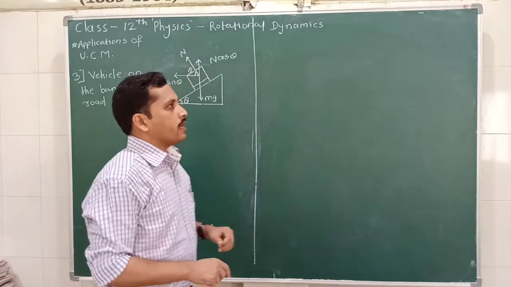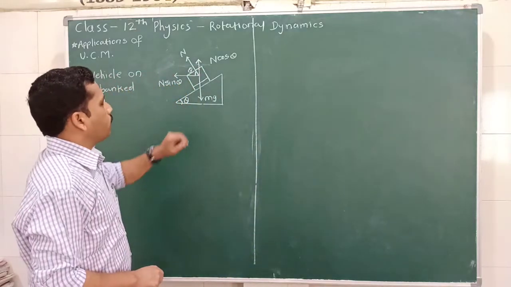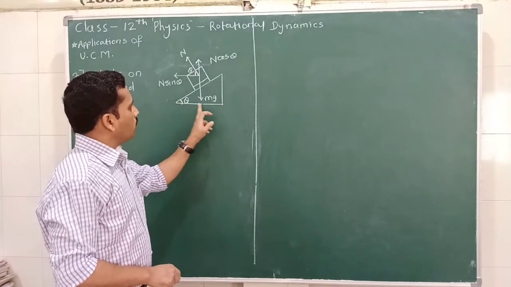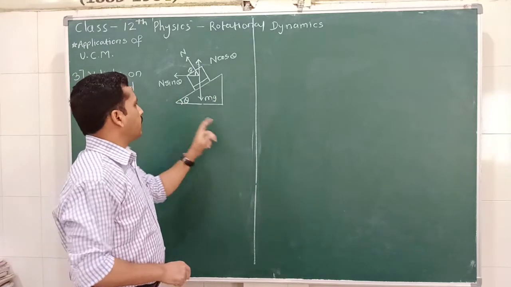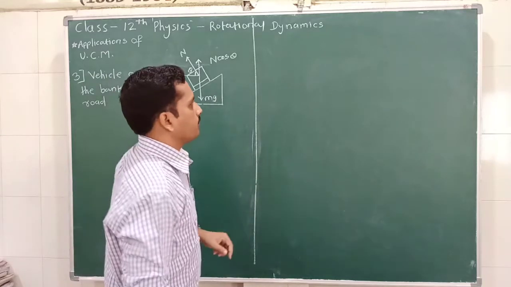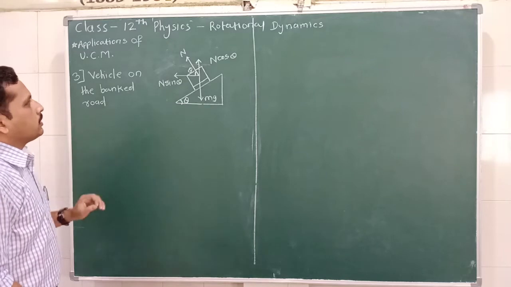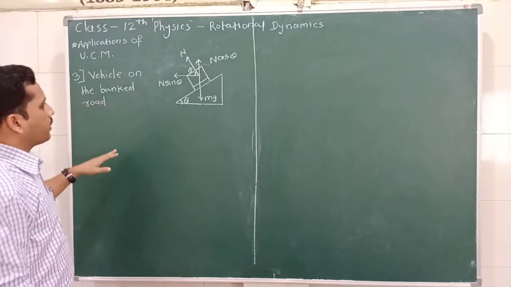And what is the angle of banking? The angle of banking is denoted by theta. The angle made by the horizontal level with the road level is called the angle of banking. In this section, we are discussing the third application, that is, a vehicle on a banked road.